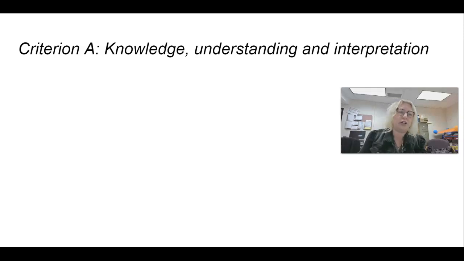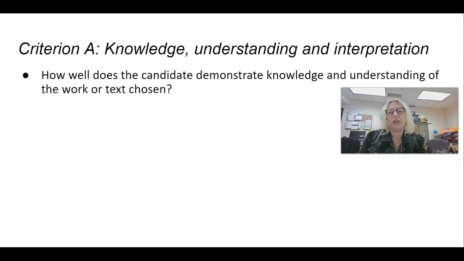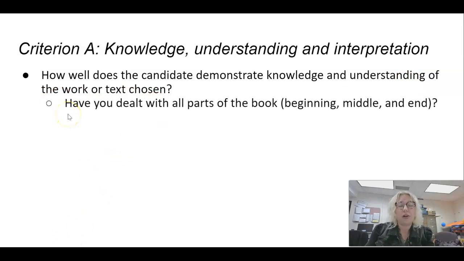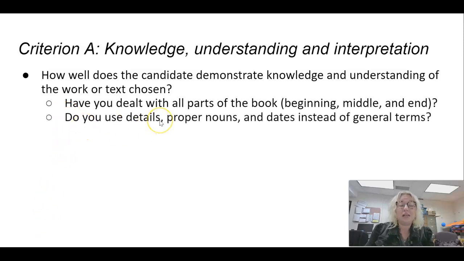But let's look at criterion A first. For criterion A, these questions come from IB. How well does the candidate demonstrate knowledge and understanding of the work or text chosen? How do I look for that in your essay? Well, I'm looking for these things. Have you dealt with all parts of the book, beginning, middle, and end? Do you use details? Things like proper nouns, dates, time periods, chapter numbers, instead of general terms, like back in the day or early in his life. Be more specific than that.